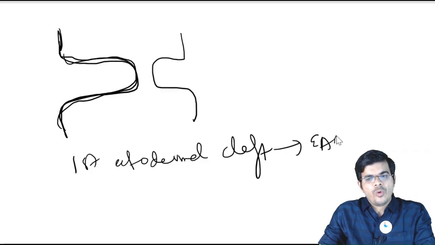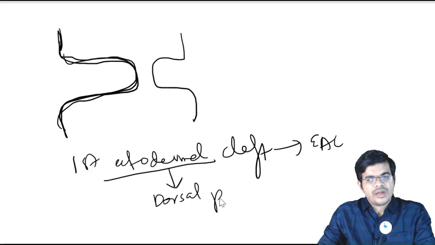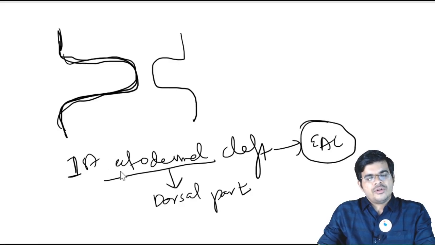But is it the whole of the first ectodermal cleft? No, only the dorsal part. Why? Because the ventral part simply regresses. Only the dorsal part of the first ectodermal cleft leads to formation of the EAC. And so that's about the development of the external auditory canal.